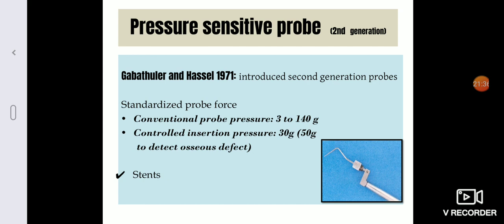So the second generation probes are the pressure sensitive probes. These were introduced in 1971, and they provide a controlled insertion pressure of 30 grams, whereas the conventional probe pressure was variable between 3 to 140 grams, which was a very large range. And in case of osseous defects, the insertion pressure could be up to 50 grams. Customized stents are provided to insert the probes in a proper angulation and at the same place every time whenever the probing is carried out.